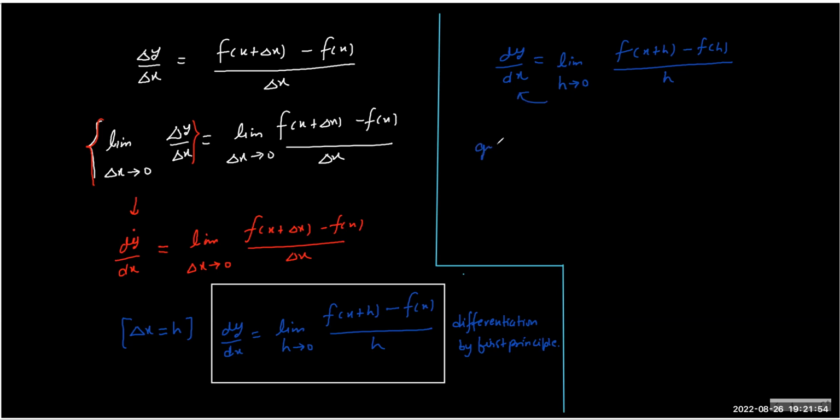So geometrically, dy by dx represents the slope of the tangent drawn to the graph. Which graph? Because it is not always possible to draw the graph, sometimes we only see it in terms of a formula. So we'll come to that very soon.